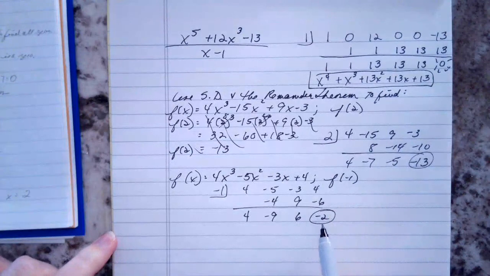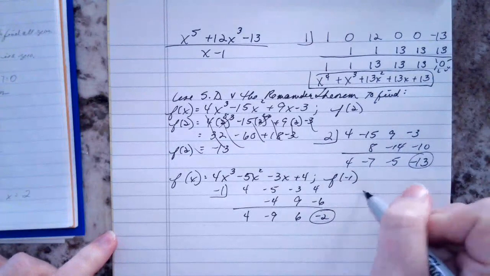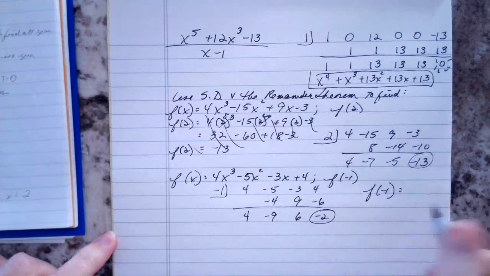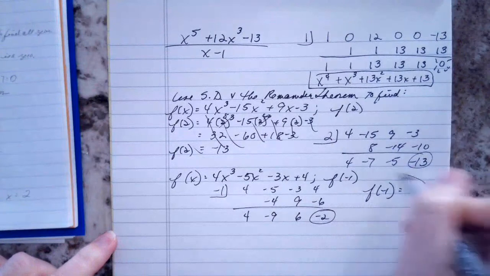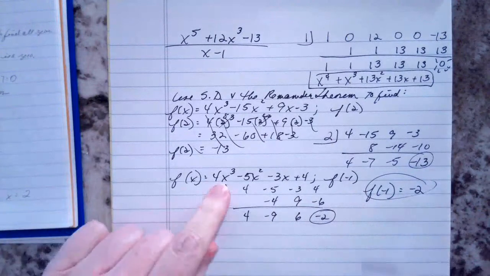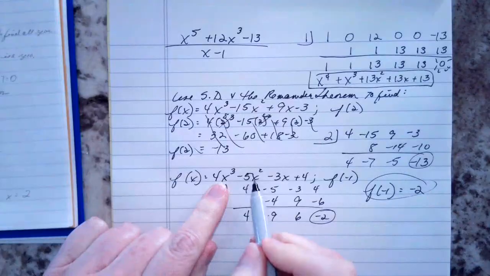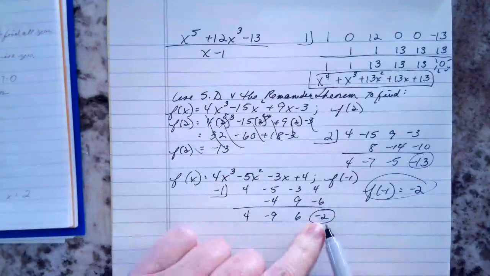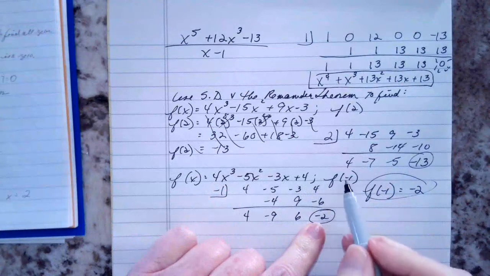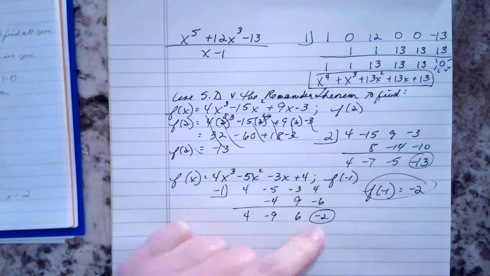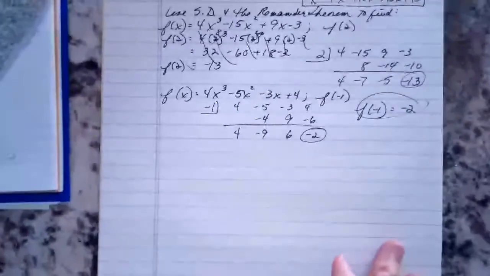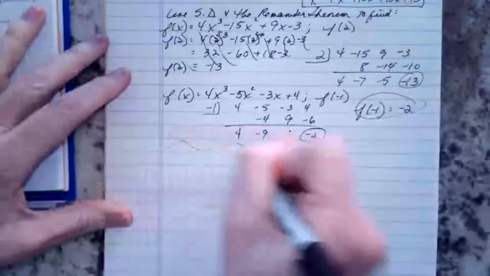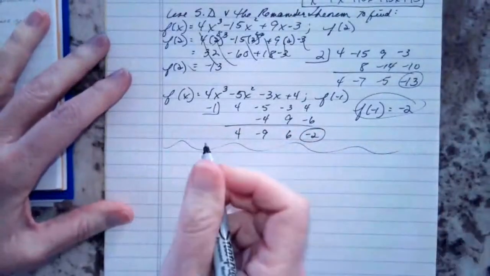So I'm getting a remainder of negative 2. That tells me what they asked me to find, f of negative 1, is equal to negative 2. If I plug in a negative 1 there, and there, and there, and then add all those up, I'll get negative 2. So when x is negative 1, y is negative 2.